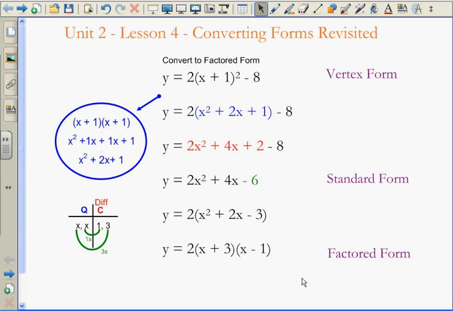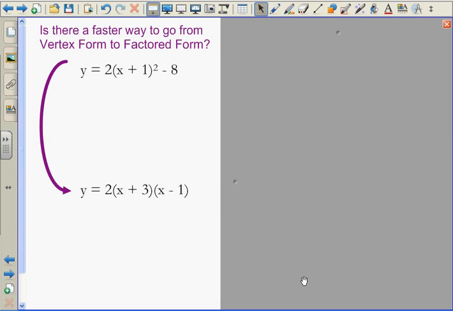But I wanted to talk about, is there a faster way to go from vertex form to factored form? And of course there is, or we wouldn't have this video, right? So I want you to think about, just for a minute, pause and think back a couple lessons ago when I made you graph these guys in factored form. Remember, factored form is the only form where we don't start with the vertex. Instead, we started with the x-intercepts.